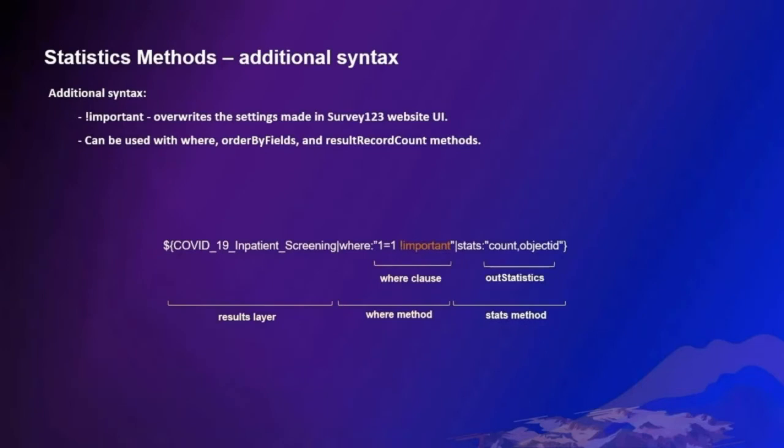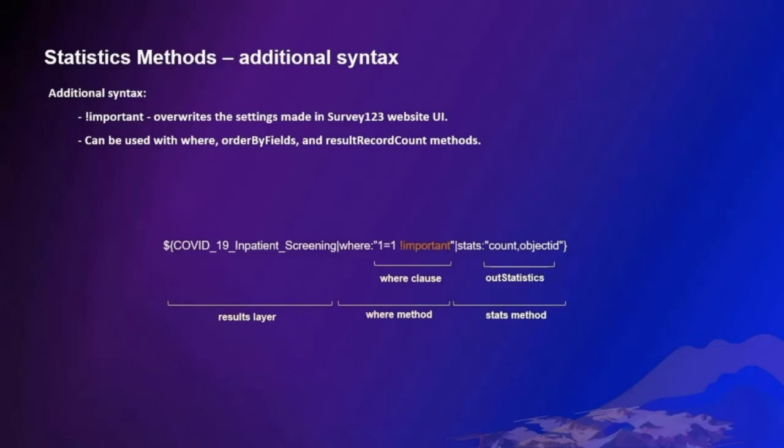For this, we'll use a piece of additional syntax that can be used with the where, order by fields, or result record count methods. Adding important at the end of one of these methods escapes the settings made in the Survey123 user interface and looks at the entire feature layer contents.